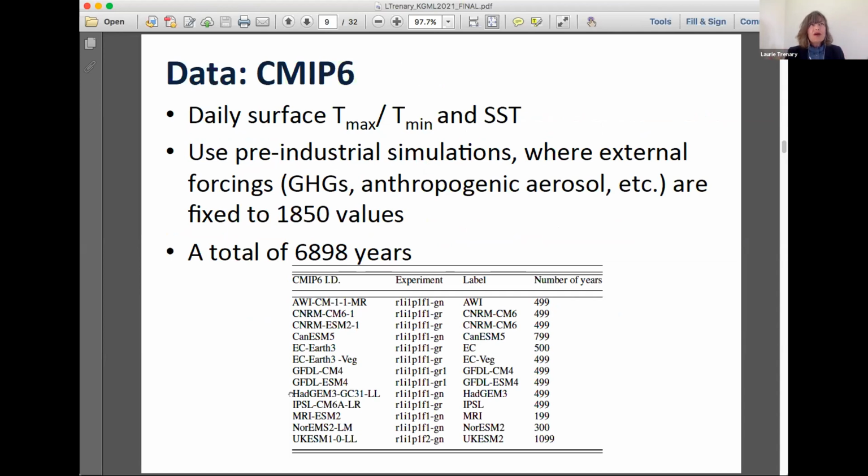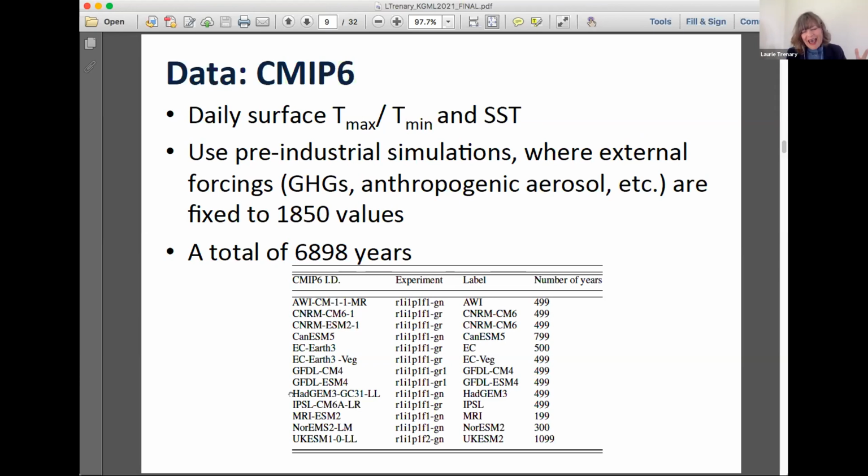And then we'll develop another set of predictive models that are trained on the CMIP6 data. Again, we'll use the surface temperature data and SSTs as predictors. We're training our empirical forecast models on the pre-industrial control runs. We're doing that to take out the impacts of external forcings. These are things like greenhouse gas, anthropogenic aerosols, ozone. And so the values are fixed to 1850.